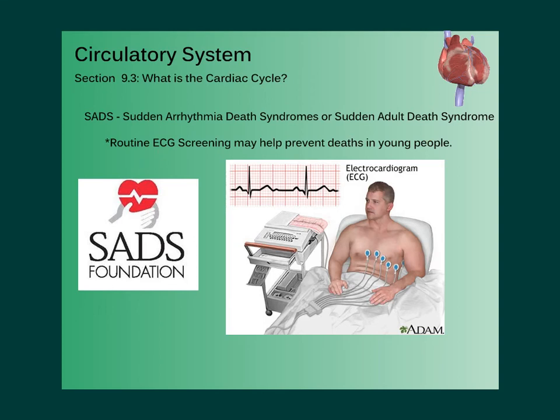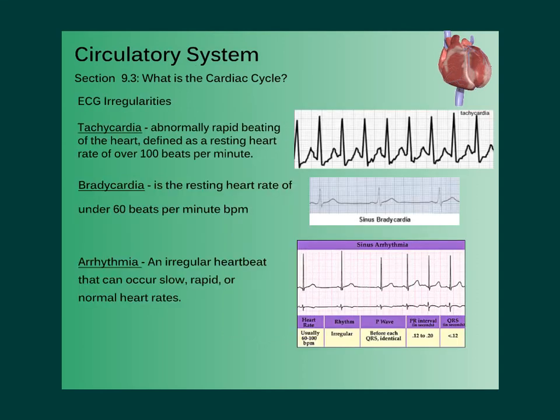Routine ECG screenings, which we learned about, may help prevent these deaths in young people. But this is just kind of a random thing. It's kind of scary, but usually there are some telltale signs. You'll have some arrhythmias in the heart, which we're going to look at next. But this does affect many people and can be a genetic thing. It's not really necessarily an environmental thing. So let's look at some of these ECG irregularities.